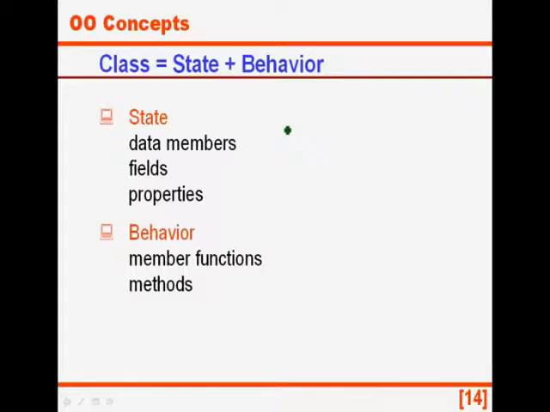Looking further at the class equals state plus behavior equation, the state is often referred to as data members, if we are talking about C++ programs. In other languages like Java, they're known as fields. Visual Basic programmers like to call them properties, but these are just different jargon used in different programming languages. Similarly, the behavior is defined by what are known as methods. In languages like Java, C++ programmers like to call them member functions. But do remember that these are one and the same.